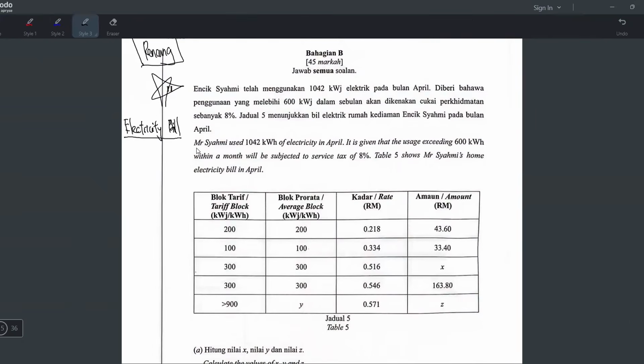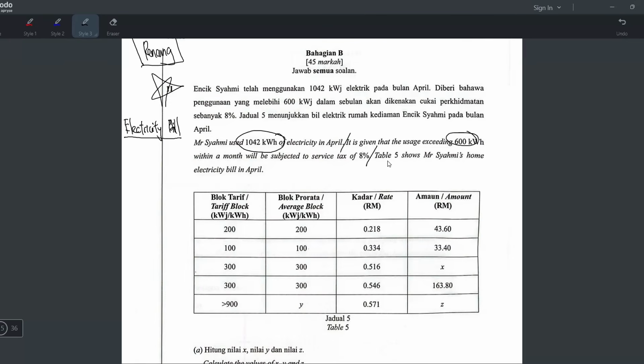Okay, let's baca. Mr. Shami used 1042 kilowatt hour. That's the unit for electricity. So he used 1042 electricity in April. It is given that the usage exceeding 600 within a month will be subjected to service tax of 8%. Okay, yang saya biasa is 6%. But this one is 8%, right? Most of the questions are 6%. I did so many already, a lot of exercises, so I know about it. It's always 6%, but in this Negeri Sembilan paper they use 8%, but it's okay.